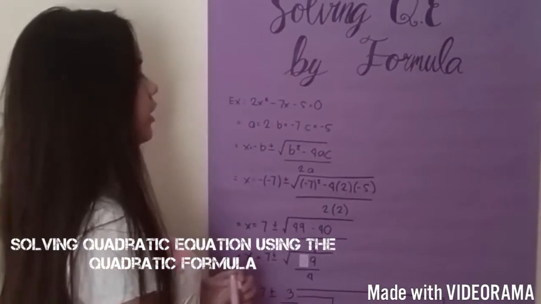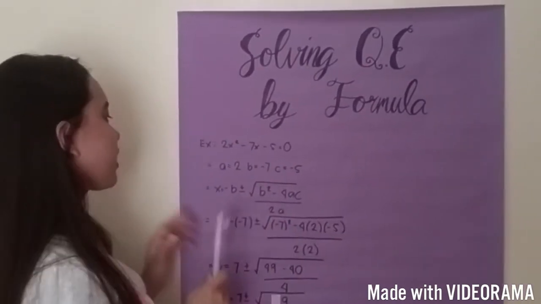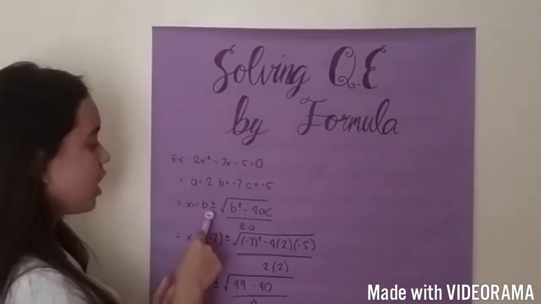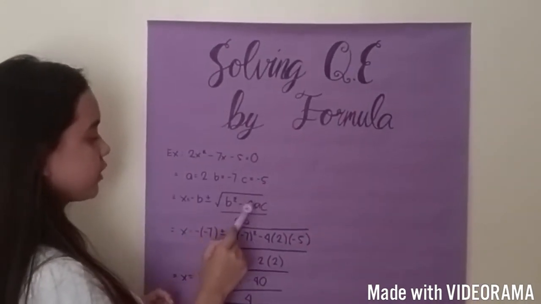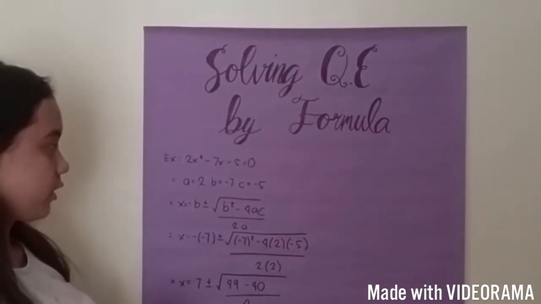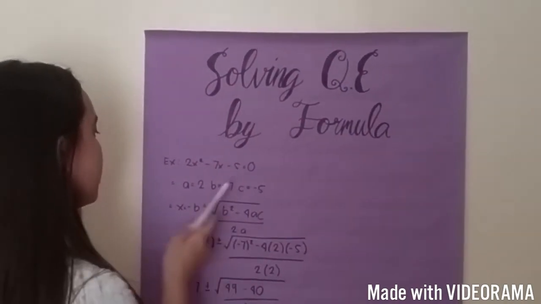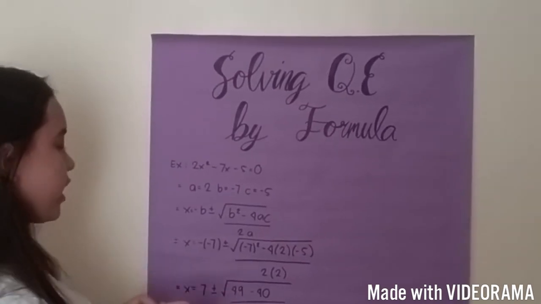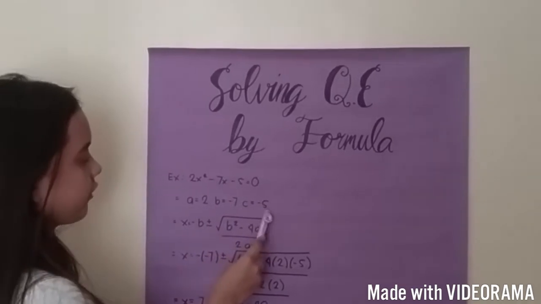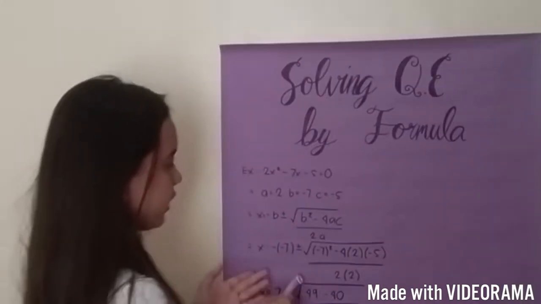This is a lesson about solving a quadratic equation by the quadratic formula. The formula is x equals negative b plus or minus the square root of b squared minus 4ac, all over 2a. The equation we're given is 2x squared minus 7x minus 5 equals 0. Next, we find the values of a, b, and c, which are 2, negative 7, and negative 5. We plug in these values here, and the equation turns into this.